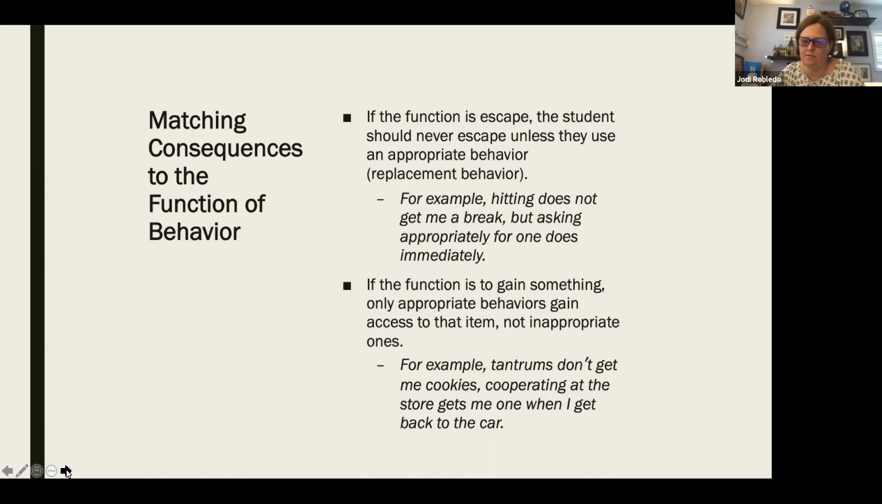So another example, if the function is to gain something, only appropriate behaviors gain access to the item, not inappropriate ones. So tantrums don't get me cookies, but cooperating in the store gets me one when I get back to the car. So this will take consistency, a lot of making sure we're not reinforcing, even if it's a day that we're tired or that we're wanting to move things faster. So we have to be consistent with replacement behaviors, because as soon as that kid gets that cookie after a tantrum, then we're right back almost to square one in terms of replacing that behavior.